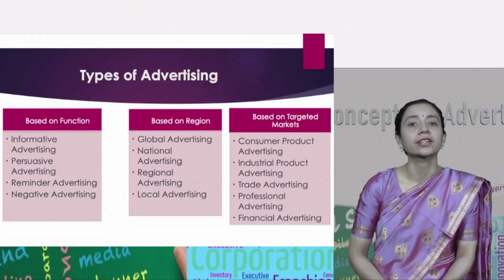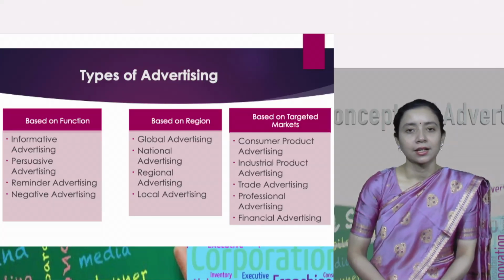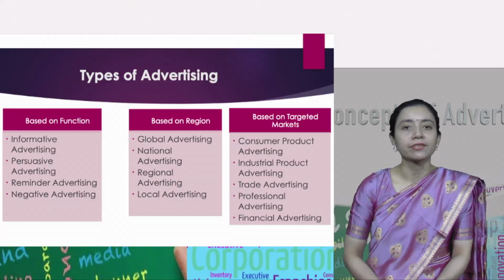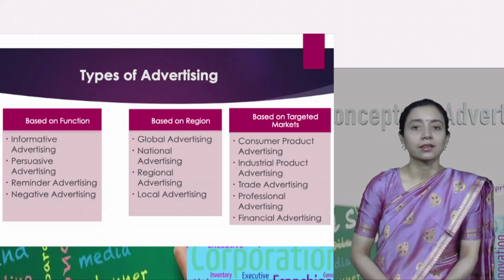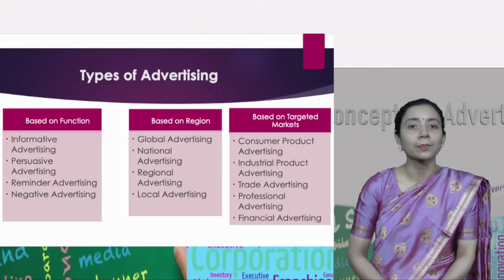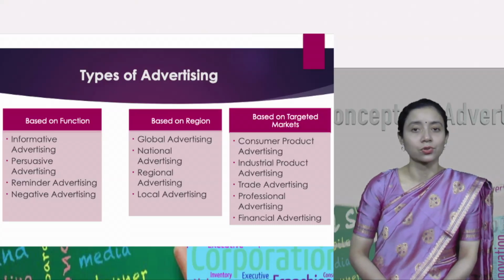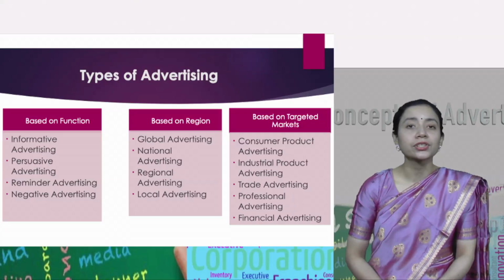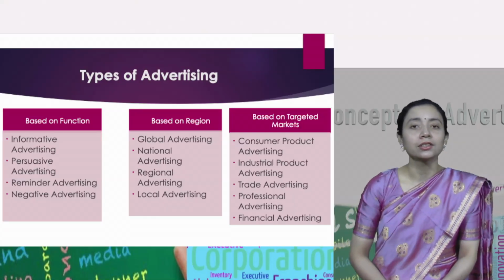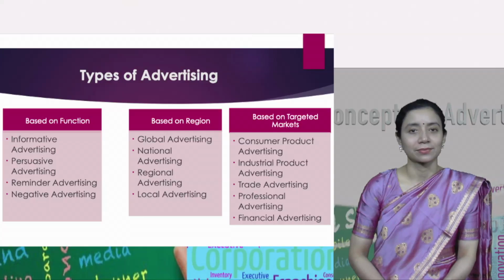Then we have professional advertising. Now this is executed by the manufacturers and the distributors to influence the professionals of a particular trade or business stream. These professionals recommend or prescribe the products of these manufacturers to the ultimate buyer. And manufacturers of these products try to reach these professionals under well-prepared programs.